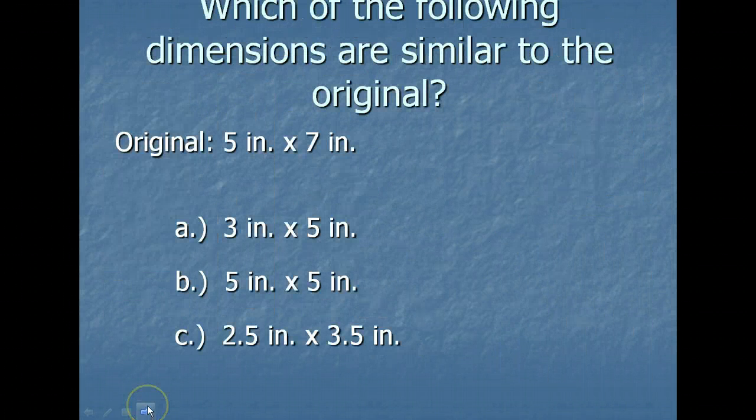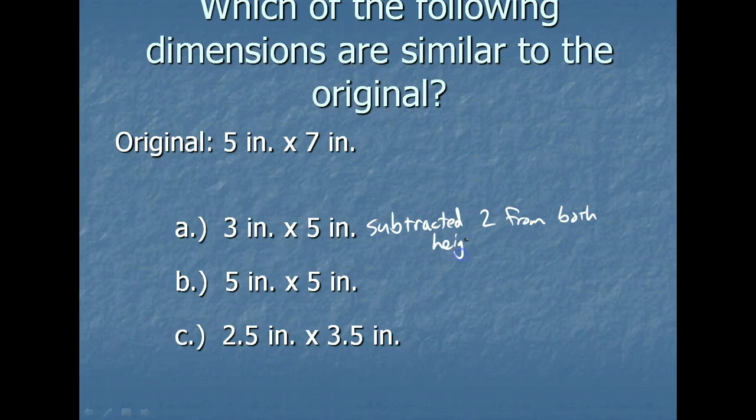So let's look at some numbers and try to pick out similar shapes. If we have the dimensions of a rectangle and the dimensions are 5 by 7, which of the following dimensions are similar to the original? If we look at A, to go from 5 to 3 and from 7 to 5, we've subtracted 2 from both the height and the width. If we look at B, we've subtracted 2 from just the height.